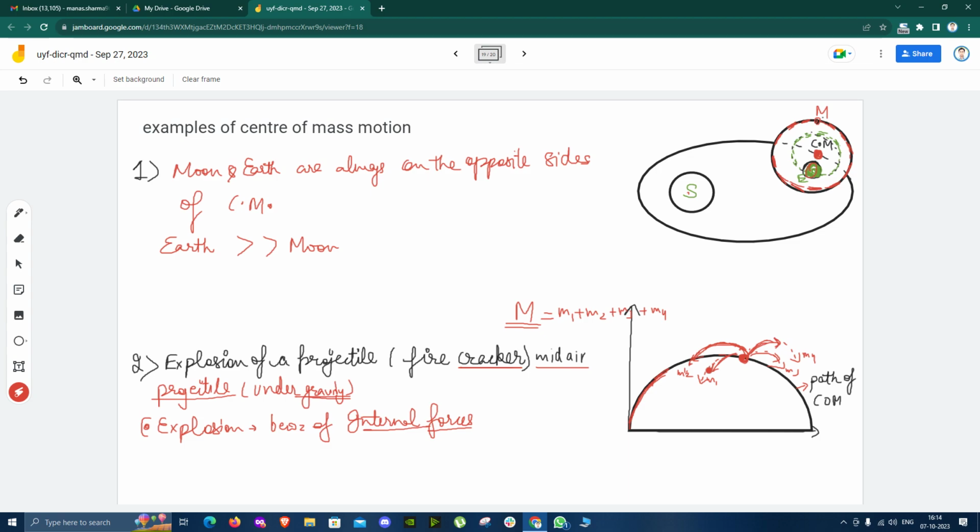So these internal forces cannot change the total momentum of the system, although they may change the momentum of the individual fragments. Individually, fragments have their own momentum that may change, but the center of mass will remain unaffected by the explosion. So it will keep following the same projectile path. This is another example of the center of mass motion. Let me give you one more example, the last example.